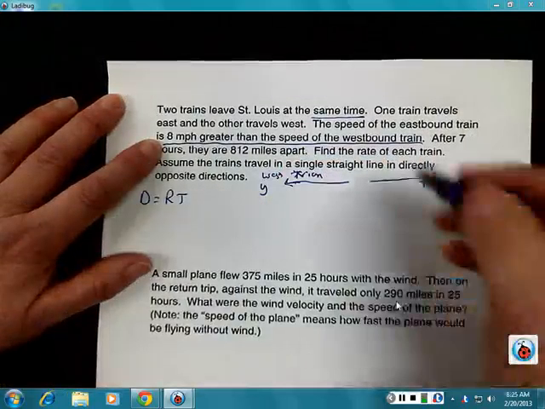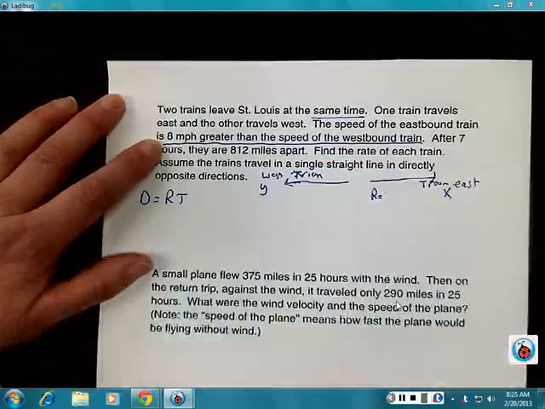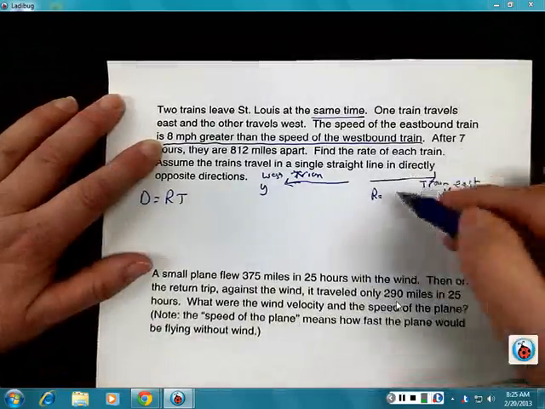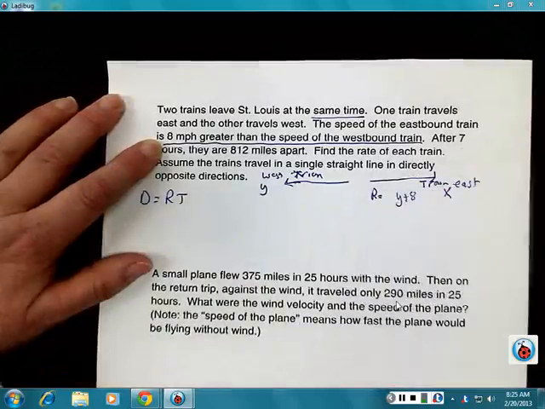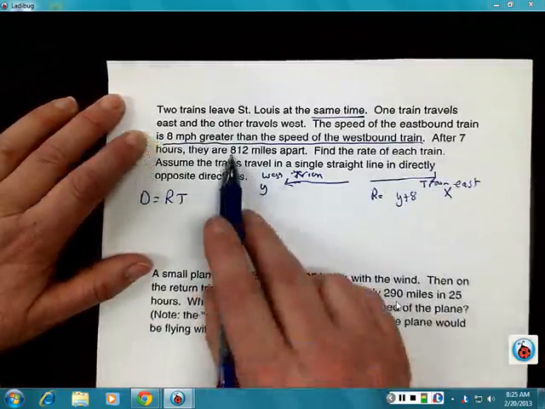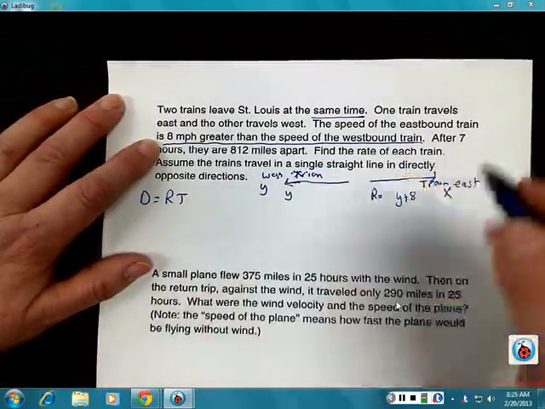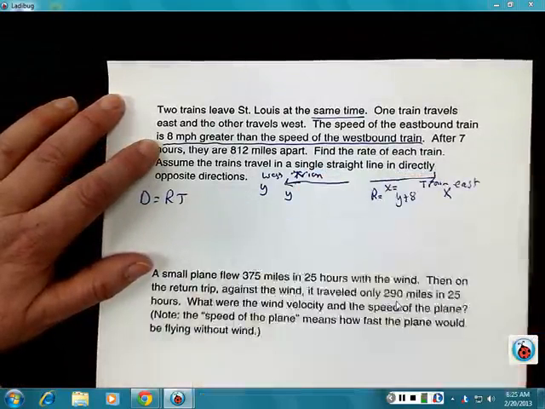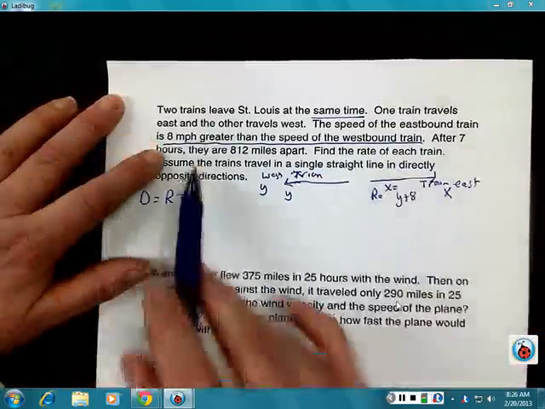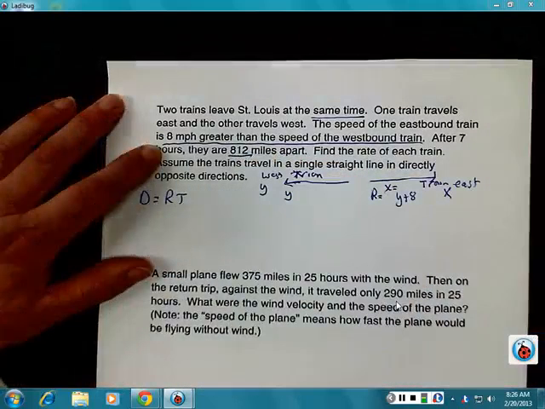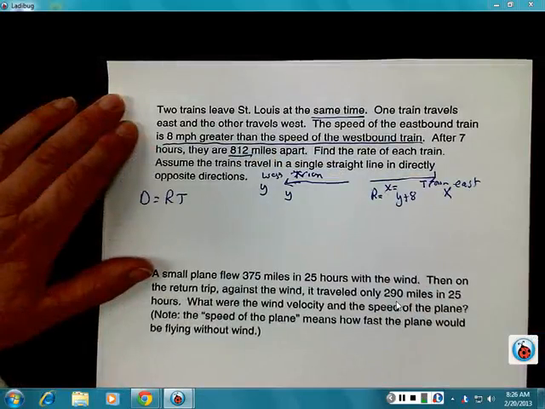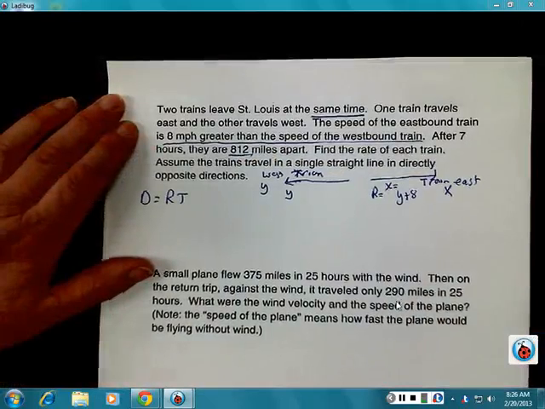What does that mean? It means the rate of speed that this train is going at is Y plus 8. Everybody okay with how we got Y plus 8 in there? And this train is just simply going at Y speed. So if I put my X in front, X equals Y plus 8 for the speed of my train. You all right? After 7 hours, they are 812 miles apart. Find the rate of each train. Assume the trains travel in a straight line in opposite directions.